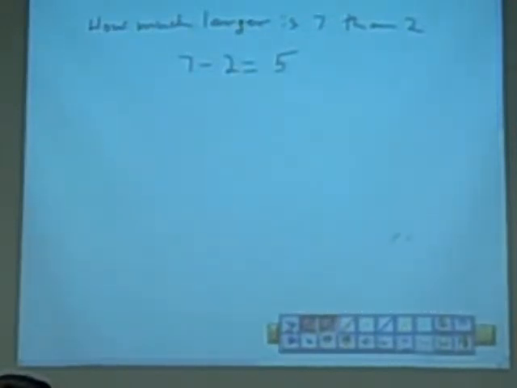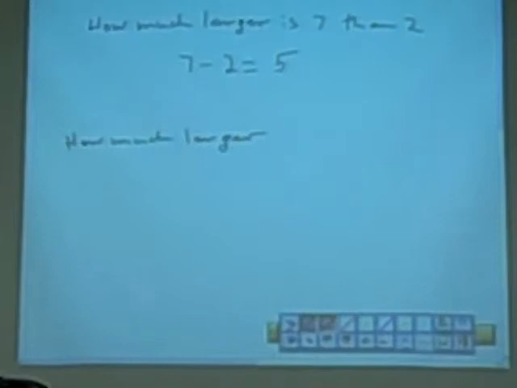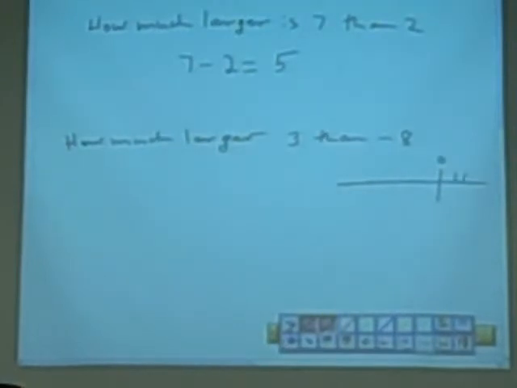Well, if you're saying how much larger is 3 than negative, let's say, 8. Well, 3 is larger than negative 8, right? Here's 3. Here's negative 8. 3 is larger than negative 8. Well, you would write this as 3 minus a negative 8, right?